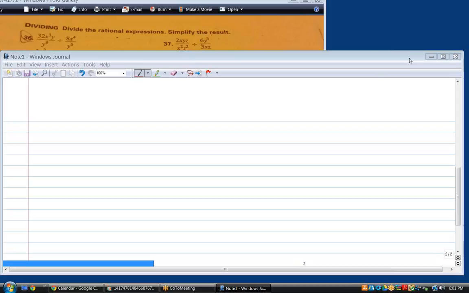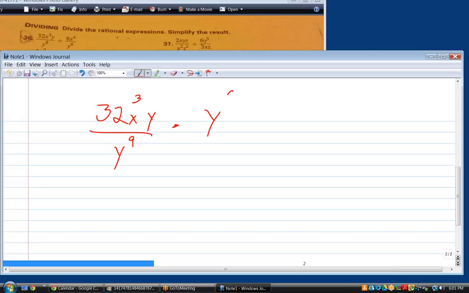Okay, so all of these problems on this page are factoring problems, pretty much. 36 is a division problem. So what's the very first thing we should do? Turn it to multiplication. Yep, by doing what? Taking the reciprocal of it. So multiplying by the reciprocal.